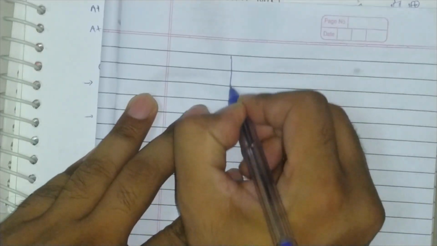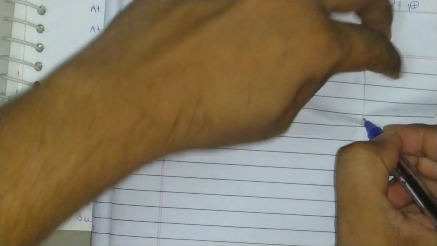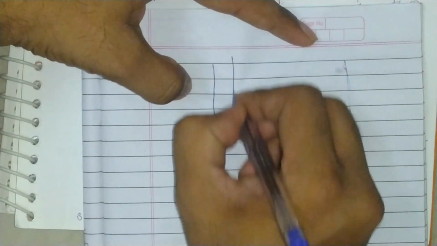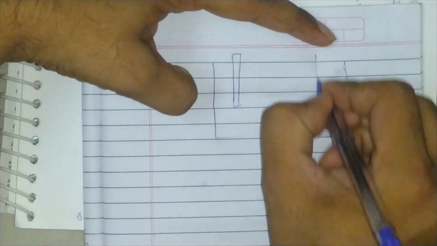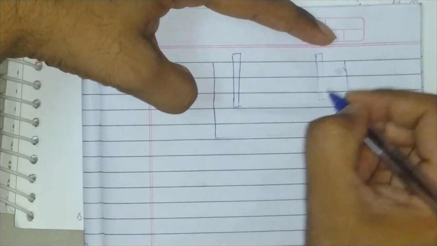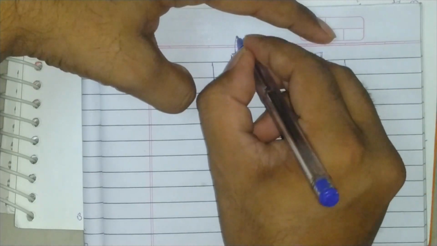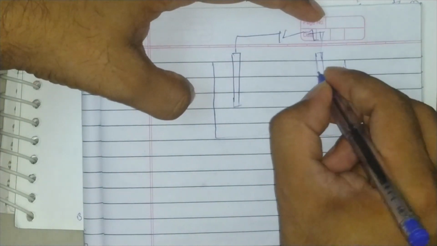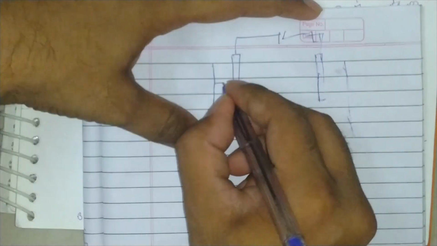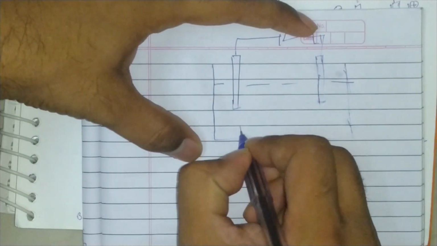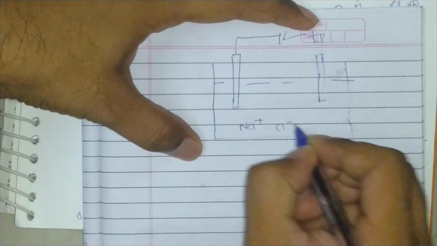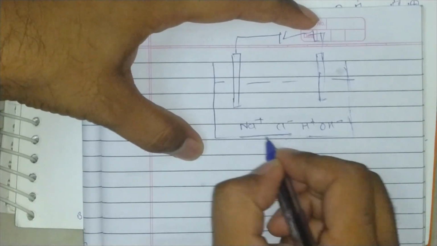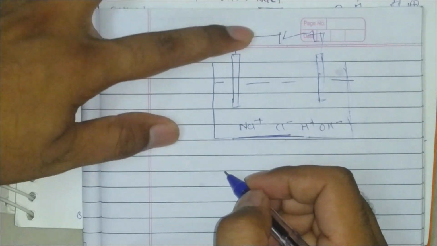Suppose we have this electrolytic cell, and these are two electrodes that are present over here, platinum electrodes. This is the battery that is connected. Now here there is an aqueous solution of NaCl. The aqueous solution of NaCl will contain H plus and OH minus that are obtained from the water, and Na plus and Cl minus that are obtained from the NaCl.